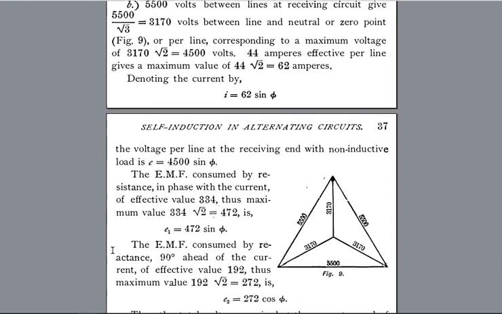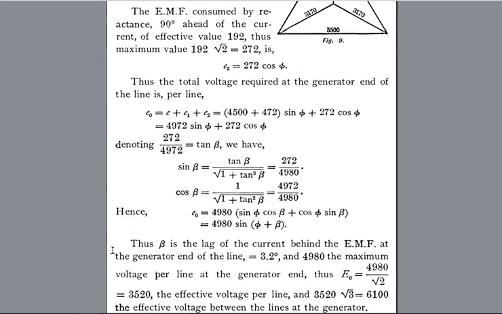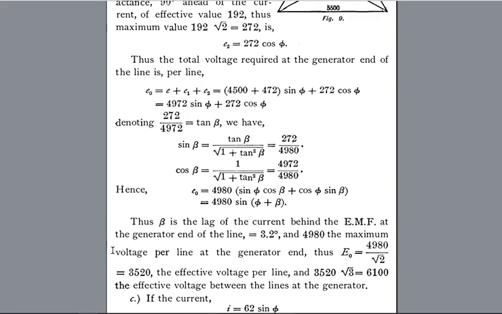Thus the total voltage required at the generator end of the line is per line E0 equals E plus E1 plus E2 equals the quantity 4500 plus 472 times sine phi plus 272 cosine phi equals 4972 sine phi plus 272 cosine phi. Denoting 272 over 4,972 equals tangent beta, we have sine beta equals tangent beta over square root of 1 plus tangent squared beta equals 272 over 4,980. Cosine beta equals 4,972 over 4,980.